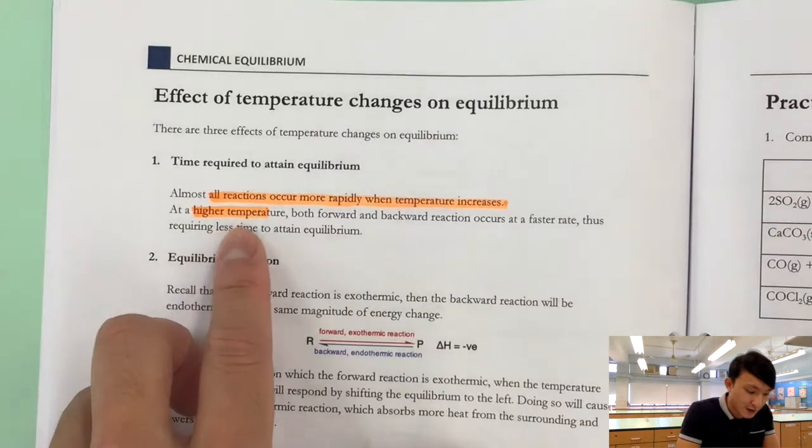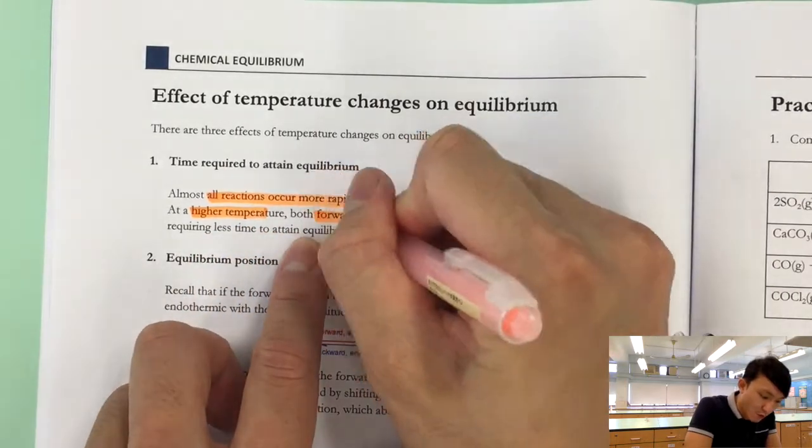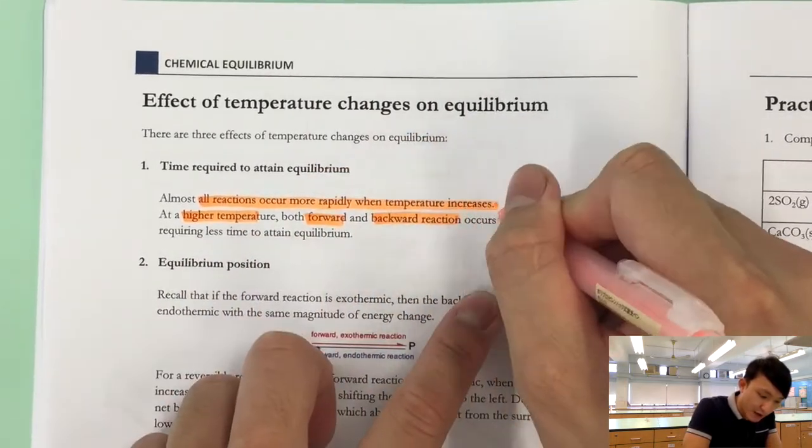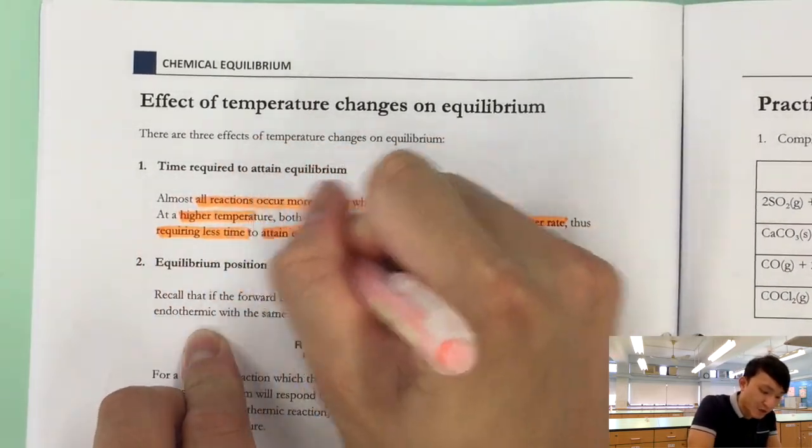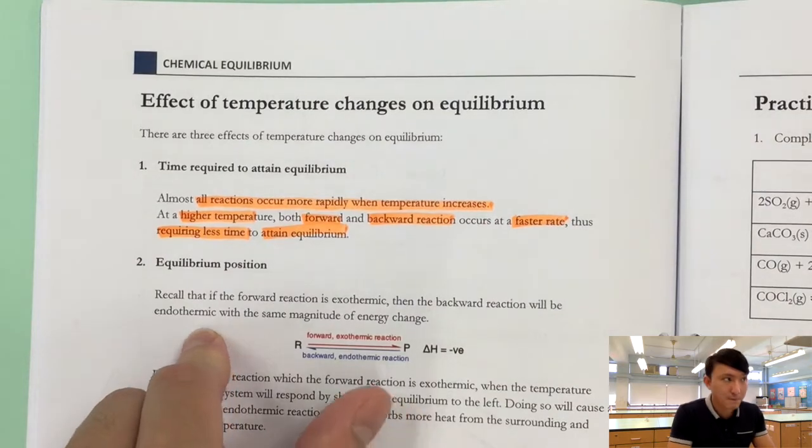So underline, higher temperature, forward and backward reaction occur at a faster rate. So it requires less time to attain equilibrium. Okay?